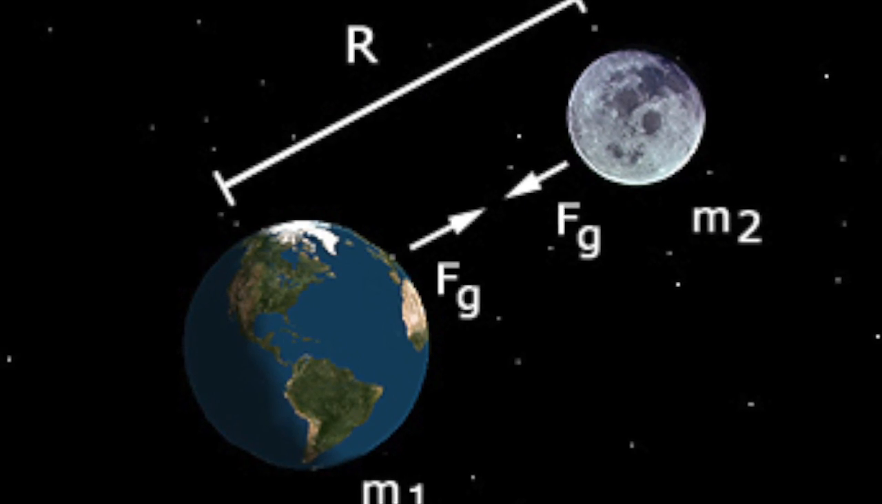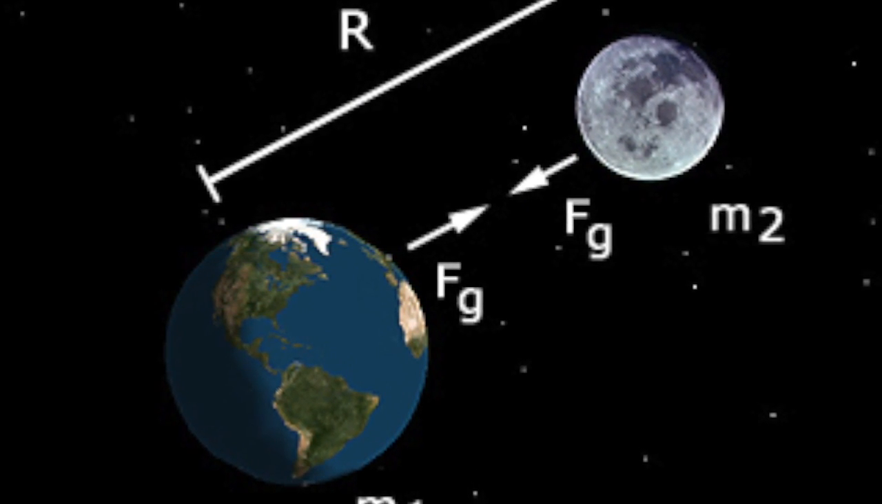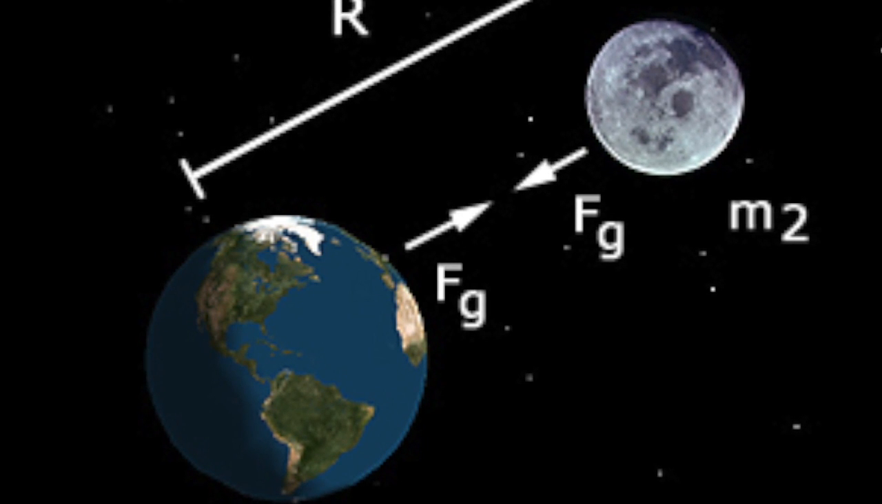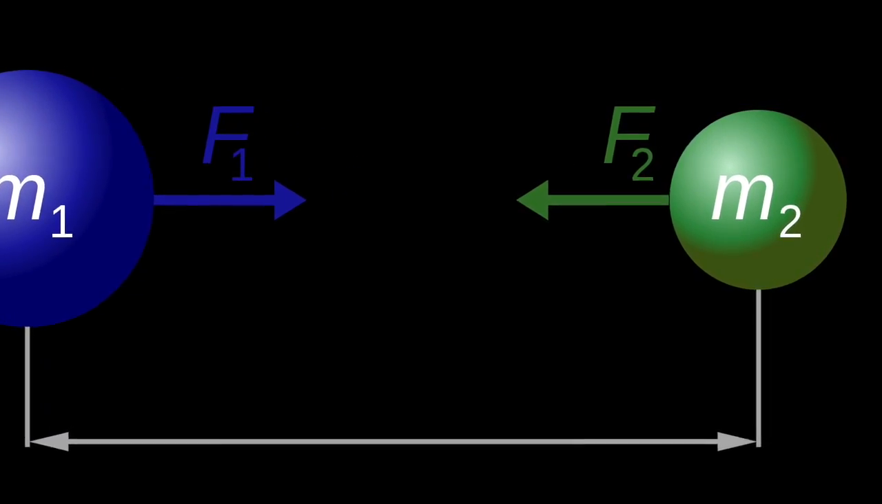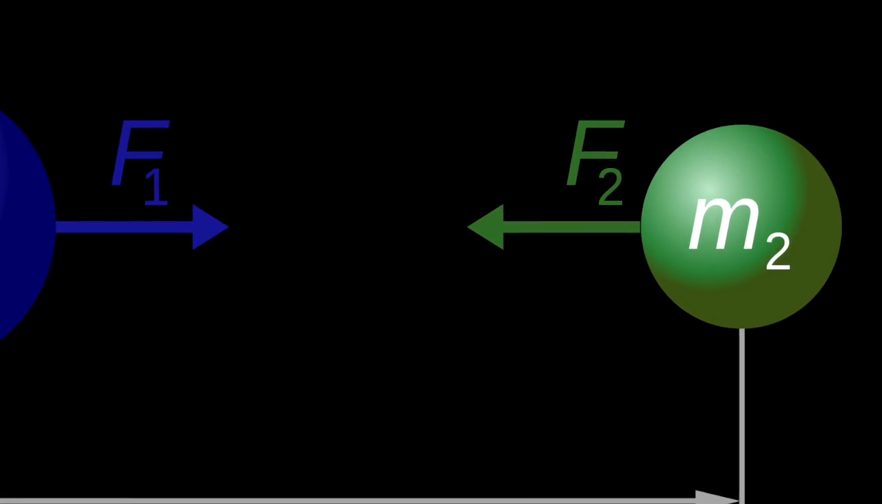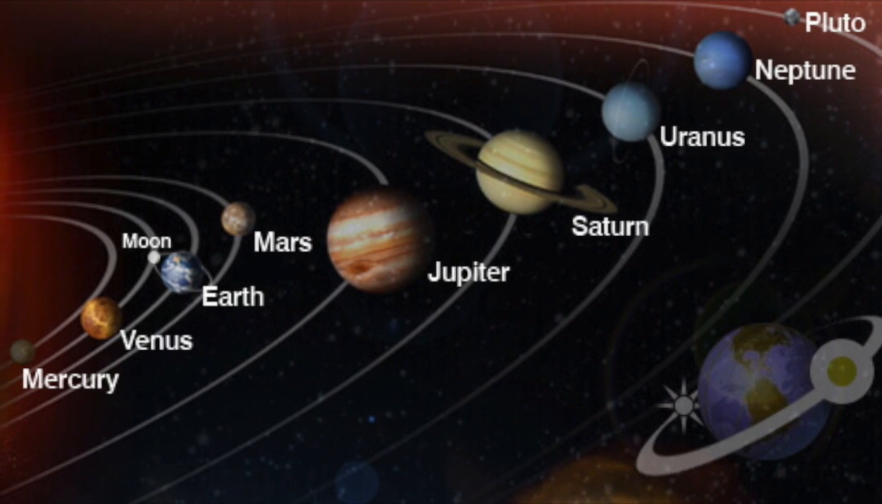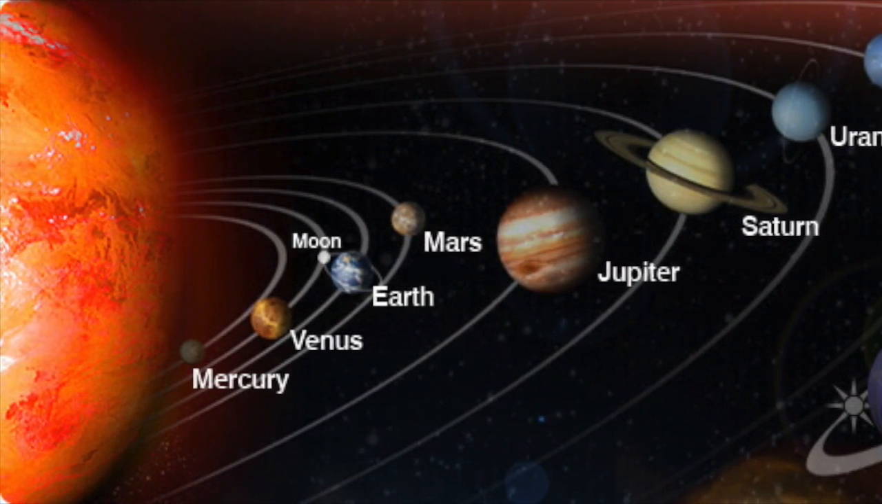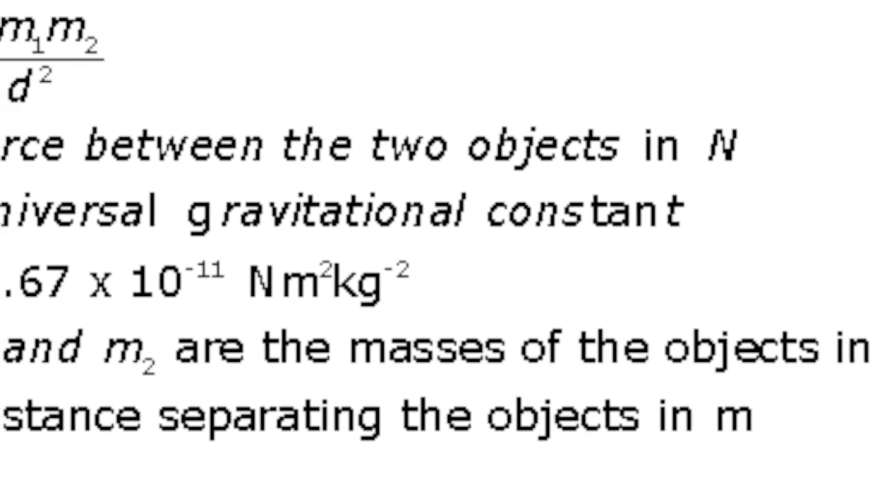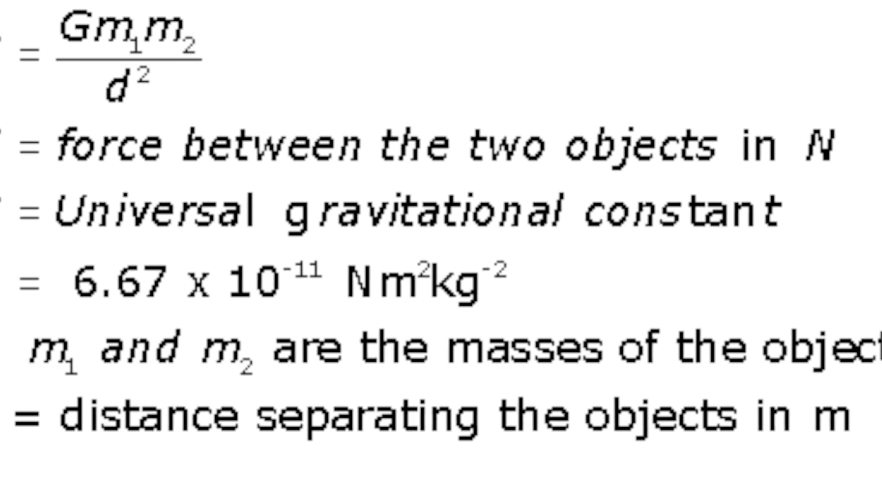The law of universal gravitation states that every object in the universe attracts every other object with a force directed along the line of centers for the two objects that is proportional to the product of their masses and inversely proportional to the square of the separation between the two objects. While the law does not explain what gravity is, it does say how the force of gravity works.